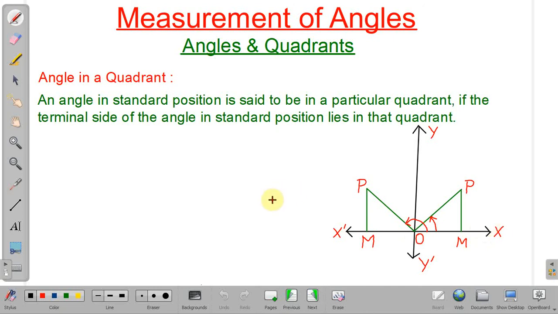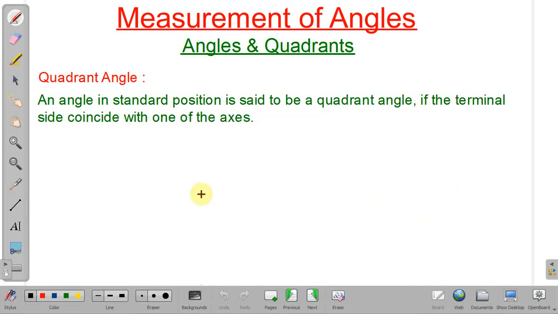Now, angle in a quadrant. An angle in standard position is said to be in a particular quadrant if the terminal side of the angle lies in that quadrant. In this figure, OM is the initial side and OP is the terminal side. If OP lies in the first quadrant, then we say the angle is in the first quadrant. Similarly, if the terminal side OP lies in the second quadrant, then the angle is in the second quadrant.